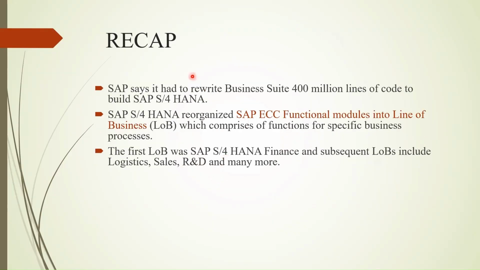Let's go through some key points we have learned so far. SAP says it had to rewrite 400 million lines of Business Suite code to build SAP S4 HANA. And it reorganized SAP ECC functional modules into LOB, which is called Line of Business. The first LOB was SAP S4 HANA Finance, and the subsequent LOBs include logistics, sales, R&D, and many more. This is all about SAP S4 HANA.